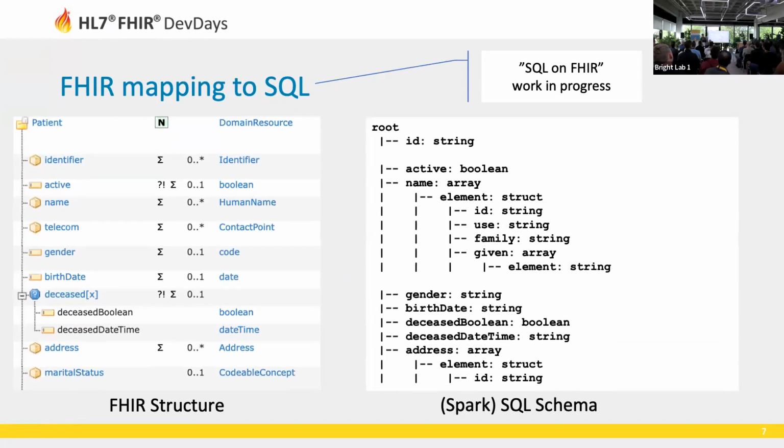how does FHIR look in SQL? This is not yet very standardized, but there is work called SQL on FHIR that tries to define how we map FHIR data into SQL. And some things are fairly simple and intuitive. So for example, simple primitive elements like active can be mapped to simple fields in the SQL schema. Elements with multiple cardinality can map to arrays. Complex types can map into structures. Other things like choices and extensions are a bit more complex, and we'll talk about some of them later. But essentially, there is a way to represent FHIR data in SQL tables.